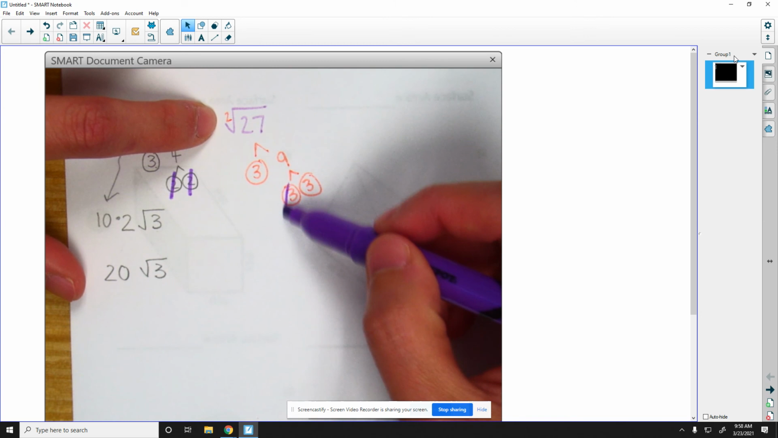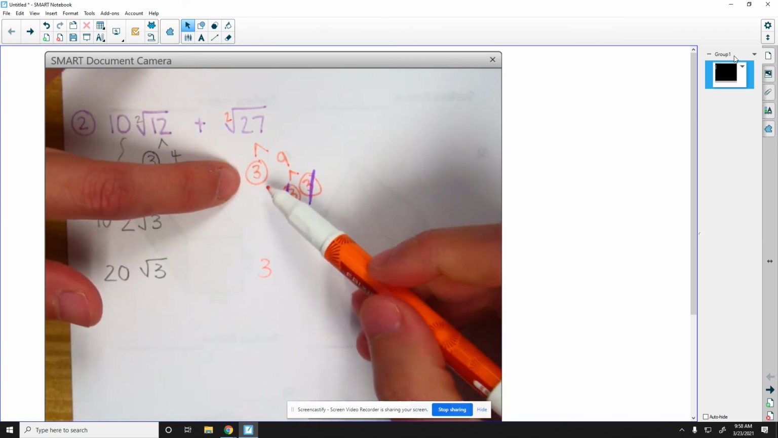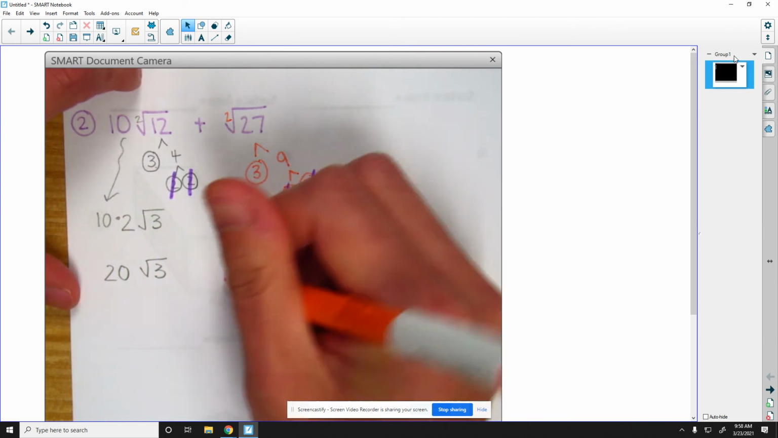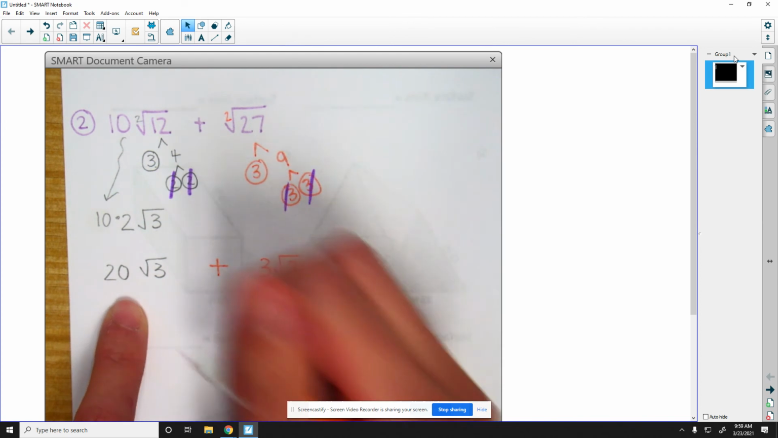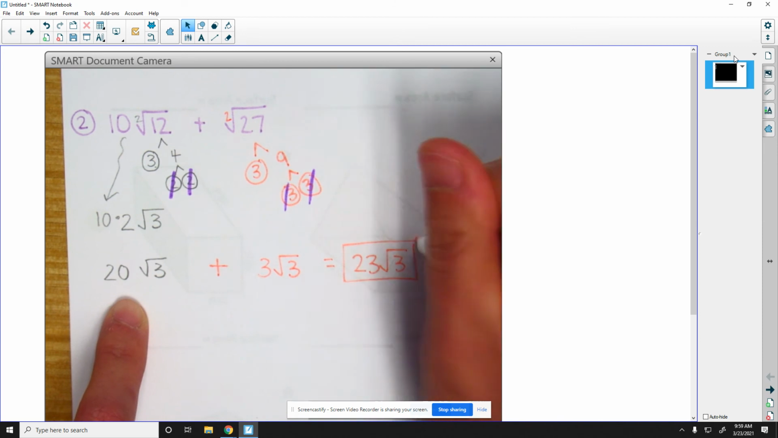I need groups of 2. So I have 2 3s here. So I write it one time. But then I still have a 3 here that doesn't have a friend. So that's why it's 3 radical 3. And then there was a plus in between. So 20 radical 3 plus 3 radical 3. What does that equal? 23 radical 3.